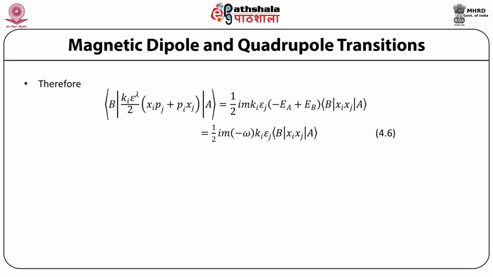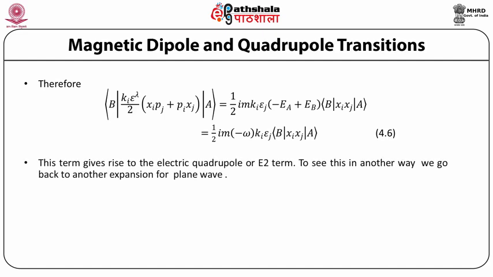Therefore, the matrix element between B and A of k_i epsilon lambda by 2 (x_i p_j + p_i x_j) is given by half into im k_i epsilon_j multiplied by minus E_A plus E_B, matrix element between B and A of x_i x_j. This is equal to half im into minus omega into k_i epsilon_j, matrix element of x_i x_j between B and A. This term gives rise to the electric quadrupole or the E2 term.